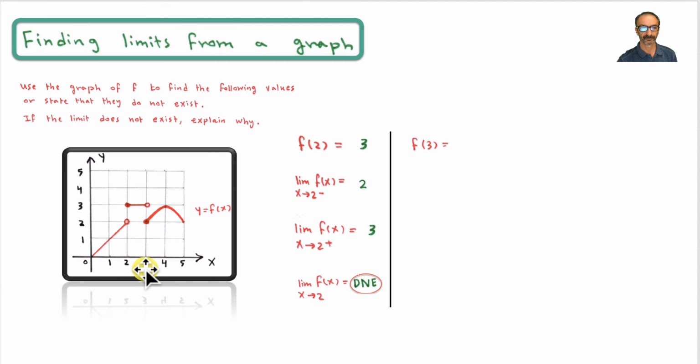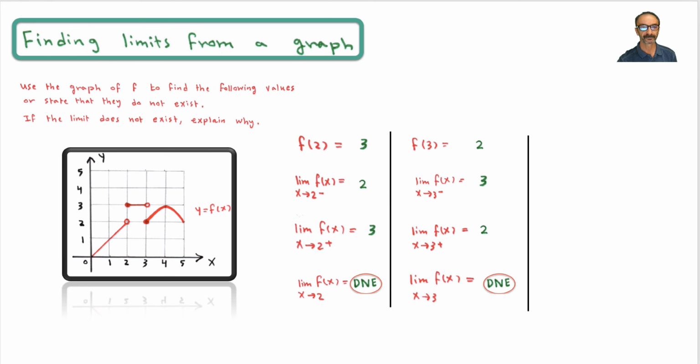Let's take another point. This time we'll take 3. It's defined here. From the right you're going to be walking on this curve. From the left you're going to be getting close to this open circle. So at 3 it's defined to be 2. Approaching 3 from the left, you're going to be on this line segment, so the answer is 3. Going from the right, you're going to be on this curve, so you're going to be closer to this level, which is 2. Limit from left is 3, limit from right is 2, so the limit as x approaches 3 does not exist.